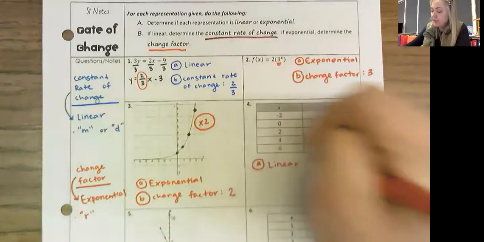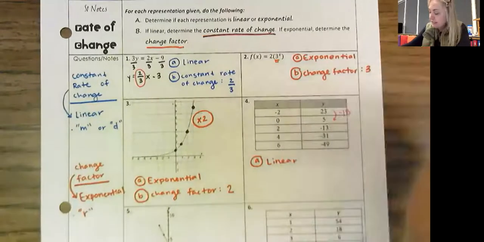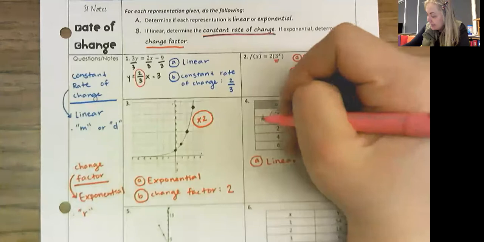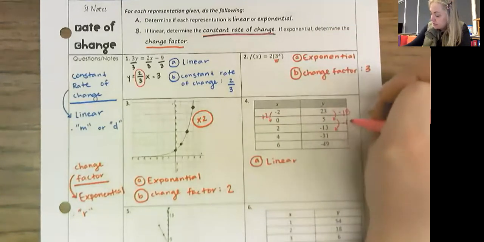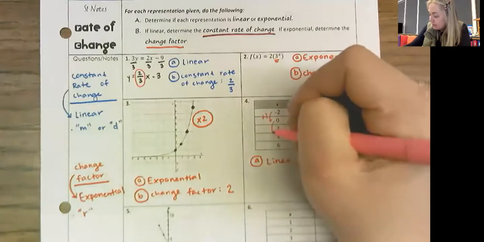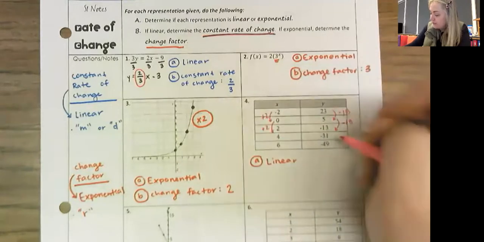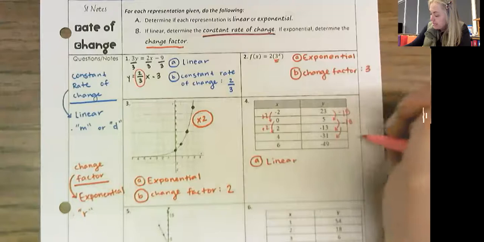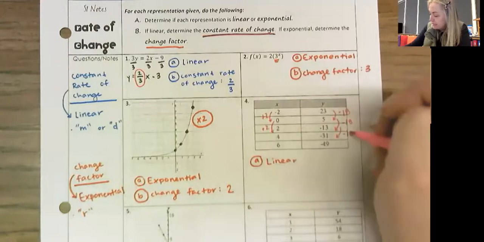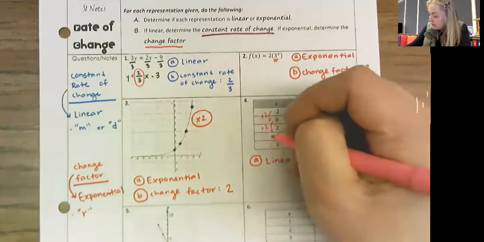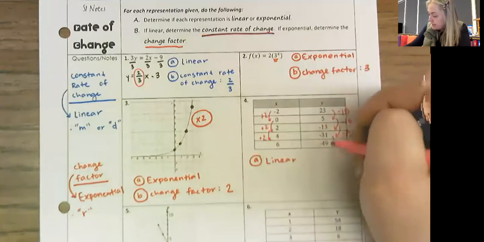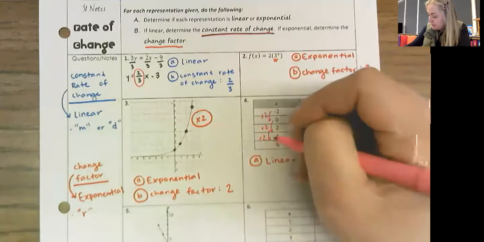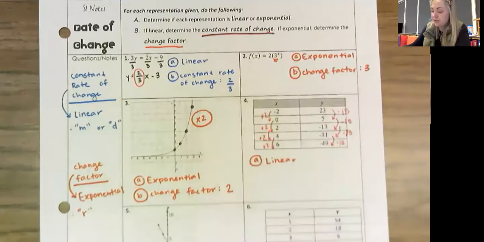All right, so we know it's linear. I look over here, it's subtracting 18, and on this side, it's adding 2. From 5 to negative 13, it's also subtracting 18, and over here, it's adding 2. From negative 13 to negative 31, we subtract 18, and over here, we add 2. And then lastly, we subtract 18 and add 2.